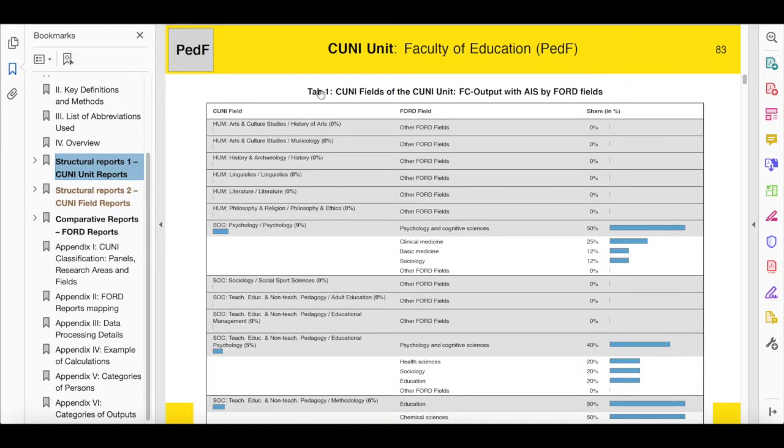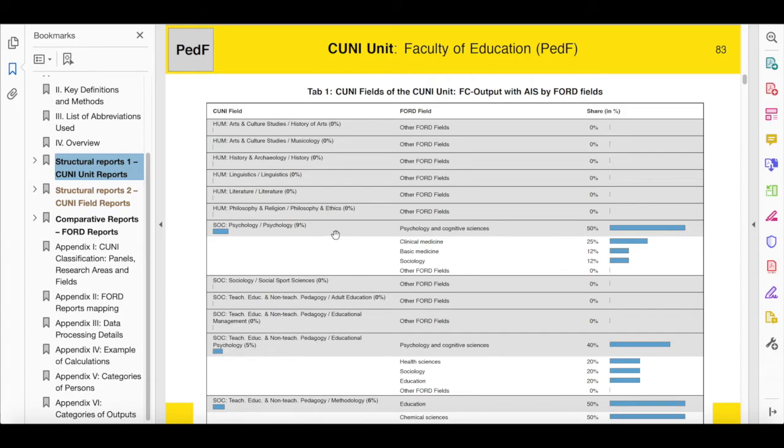Table 1. CUNI fields of the unit, fractional counts of outputs with article influence score by FORD fields. This table shows how CUNI fields, where outputs of a unit are assigned to, contribute to FORD fields, where journals belong to. For example, outputs in journals with an article influence score, in the CUNI field of psychology, are published in journals that belong to these FORD fields, psychology and cognitive sciences being the most frequent one. Only the 5 largest FORD fields are listed for each CUNI field.